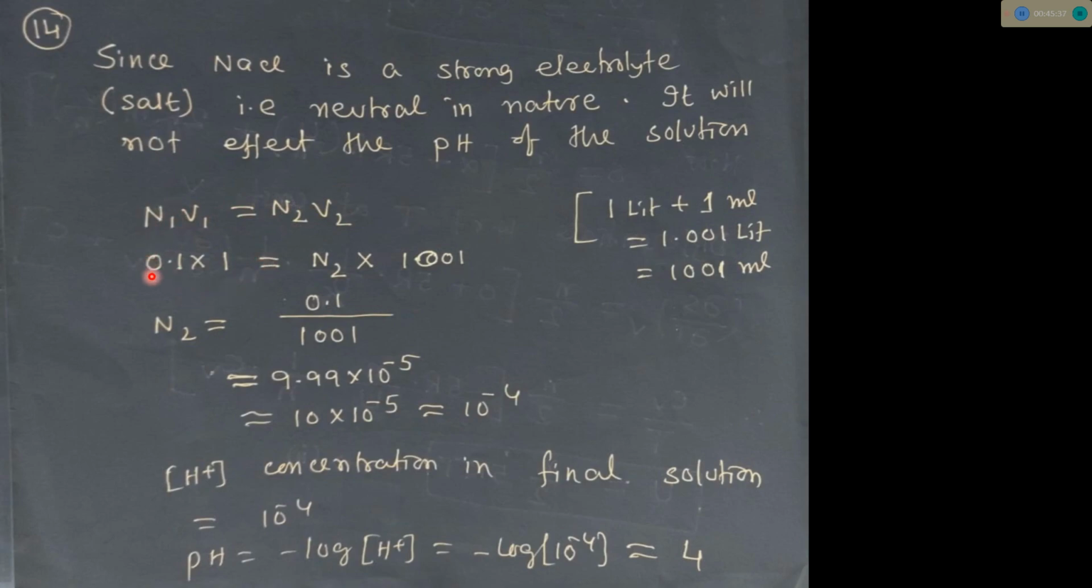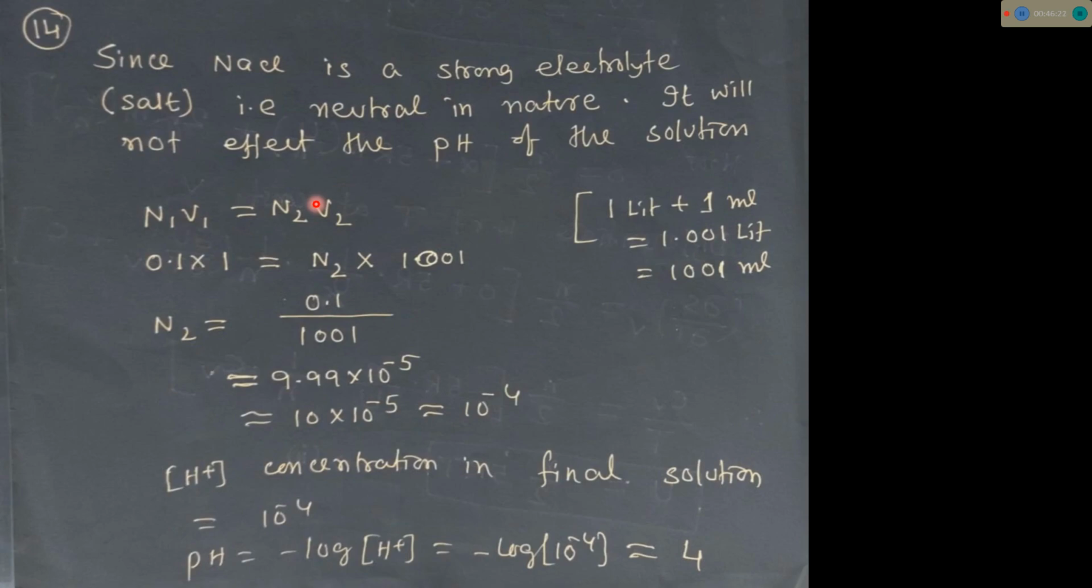First, N1 means 0.1 normal HCl. We are adding 1 ml of 0.1 normal HCl, and we have to find the concentration of H plus in the final solution. In the final solution the volume becomes 1 liter plus 1 ml, which means 1.001 liter. So we are adding 1 ml of 0.1 normal HCl to a solution of 1 liter of NaCl. NaCl is a neutral salt, so it will not affect the pH of the whole solution.